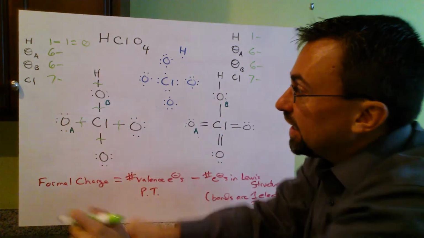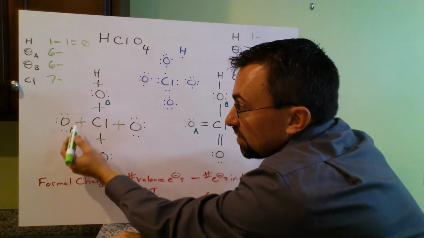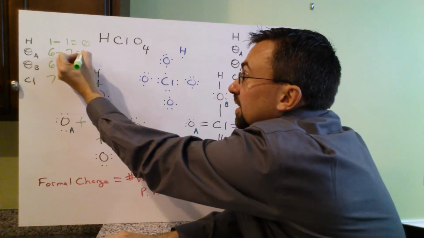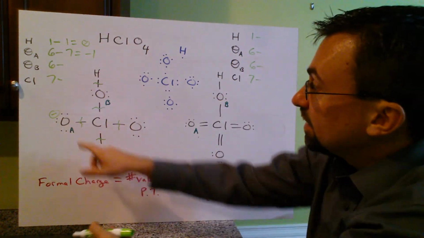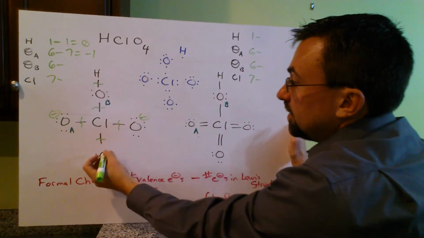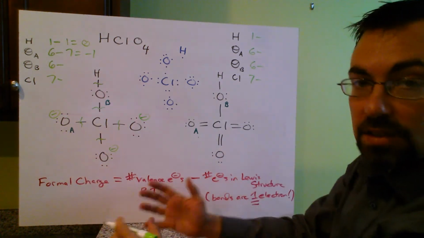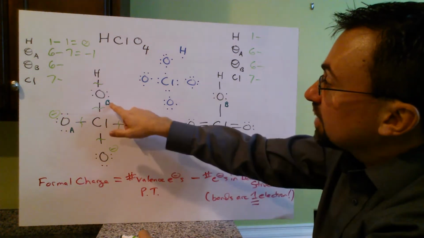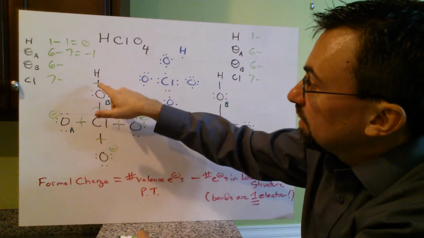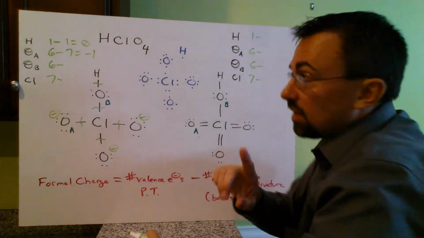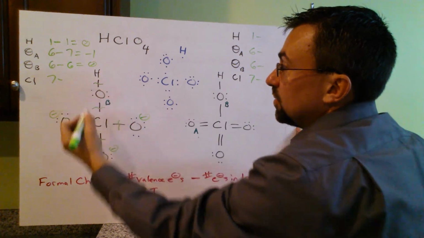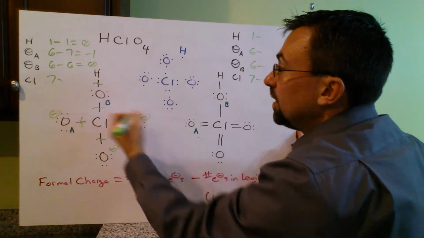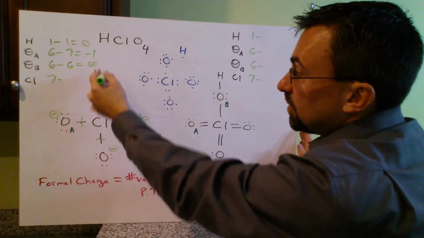So if we look at oxygen A, we have 1, 2, 3, 4, 5, 6 dots, plus the 1 bond gives me 7. This has a formal charge of -1. And this is the same picture as here and the same picture as here. So I don't need to recalculate those. If I look at oxygen B, 1, 2, 3, 4, 5, 6, remember bonds count 1, and this has a formal charge of 0. So this is good. That's what we want. Usually you wouldn't label as 0. So you would just leave those blank there.